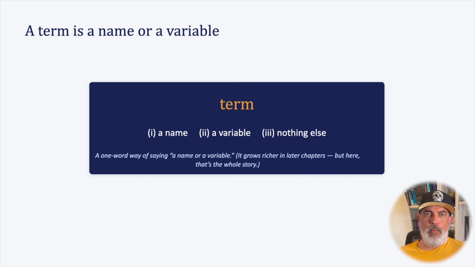Before we actually get into the well-formed formulas, let's check out one tiny definition. A term is a name or a variable and nothing else. So for now, when you see the word term, it's just a one-word way of saying either a name or a variable. It'll get a little more interesting in later chapters, but for now, that's all we'll mean.